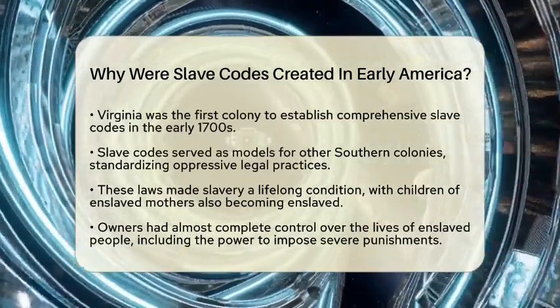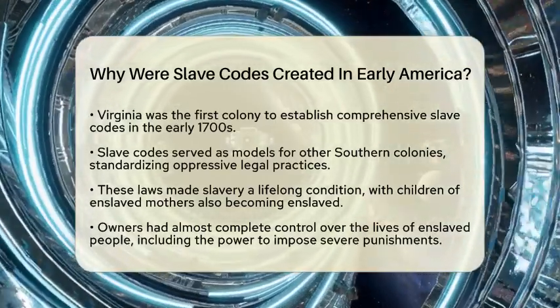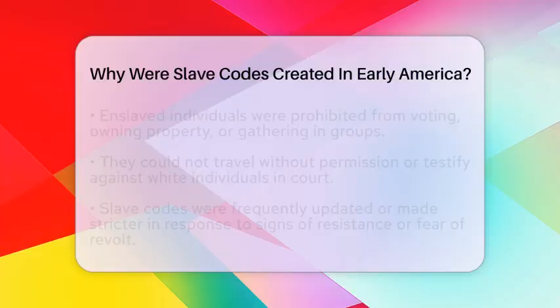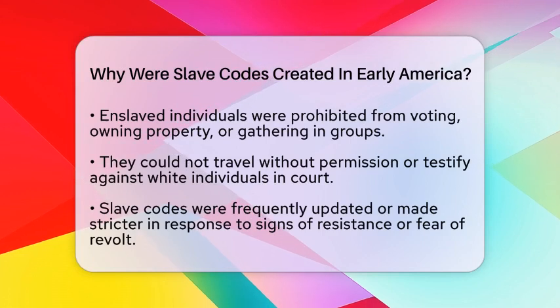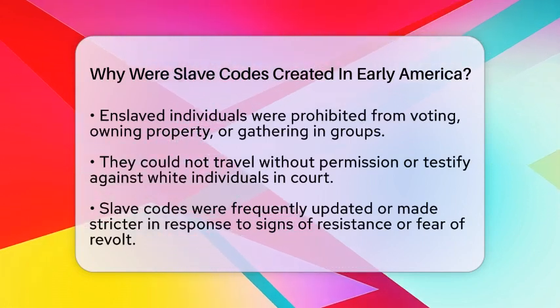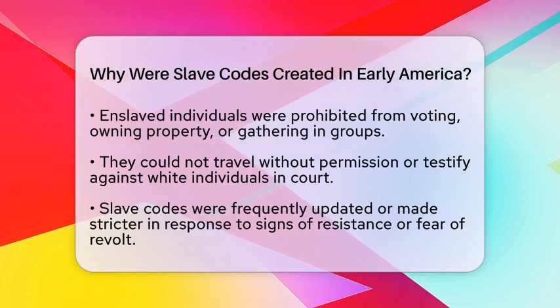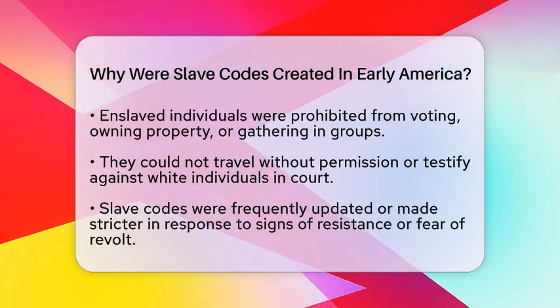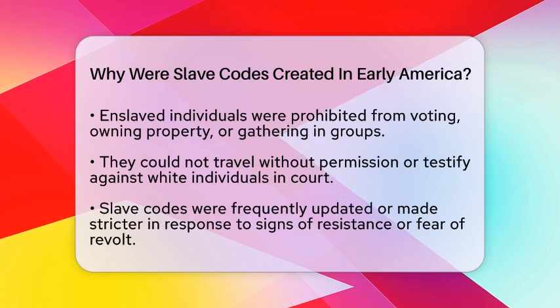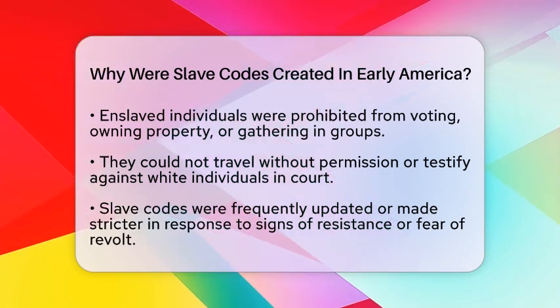Slave codes gave owners almost complete authority over the lives of enslaved people. They could impose harsh punishments, such as whipping or branding, to enforce obedience. The codes also prohibited enslaved individuals from voting, owning property, or even gathering in groups. They could not travel without permission or testify against white individuals in court.